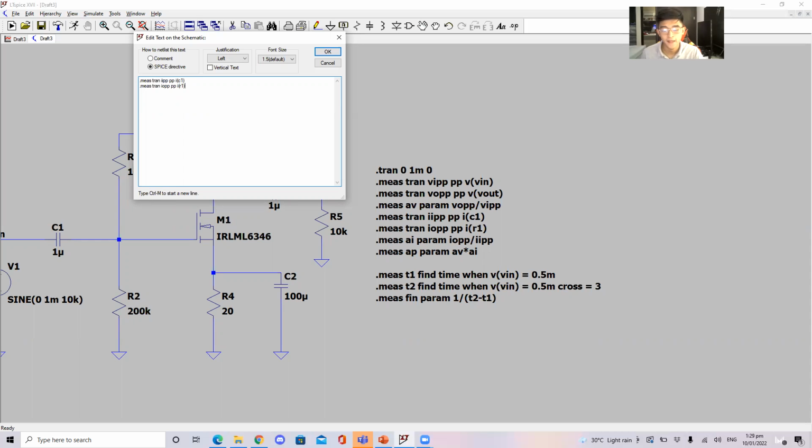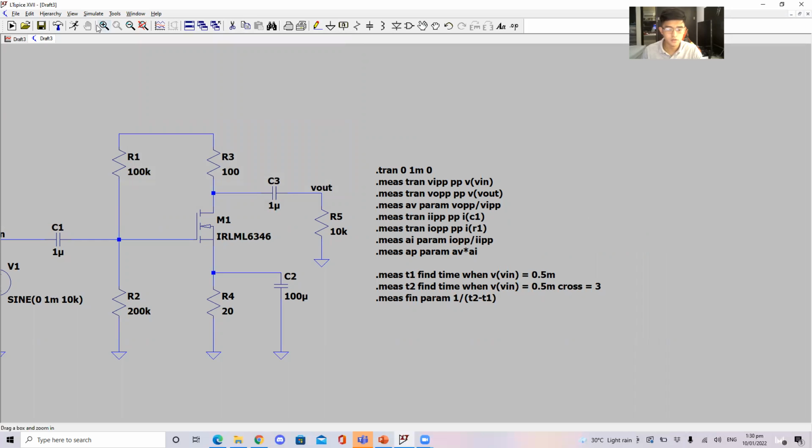And to get the current gain, similarly to the average, you write .measure tran AI parameter, current output peak to peak over the current input peak to peak. So you have that. You just click OK like the last one, and then you run it.